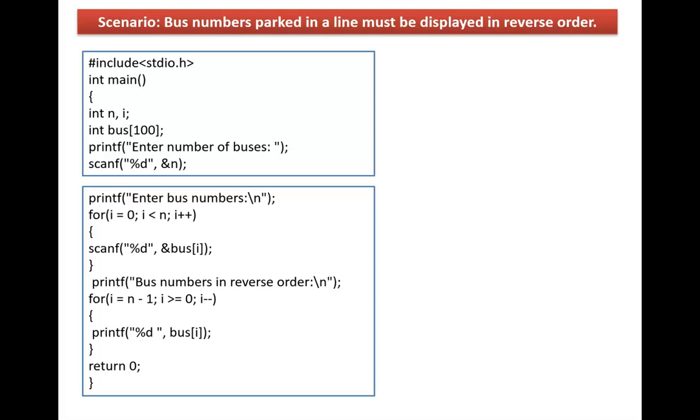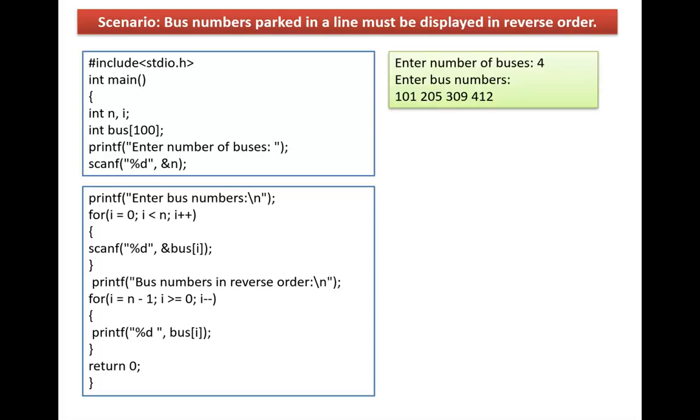So how should I do? I should print the bus numbers in the reverse order. So I start my loop from the last. So i is equal to n minus 1. If i is greater than or equal to 0, print bus of i. Right? So look, i gets decremented each time. So this is the reverse logic. Reverse printing the array. So this is how I print bus of i.